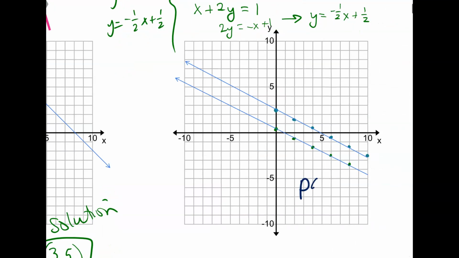You see these two lines? Parallel. They're literally train tracks. Never will cross. There's no solution. There's no point where they will cross. Wonderful. How do we feel about this so far? Okay.